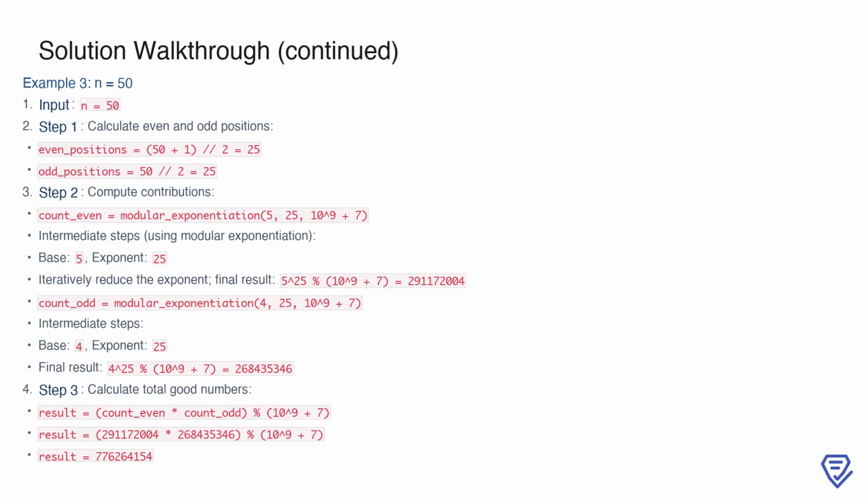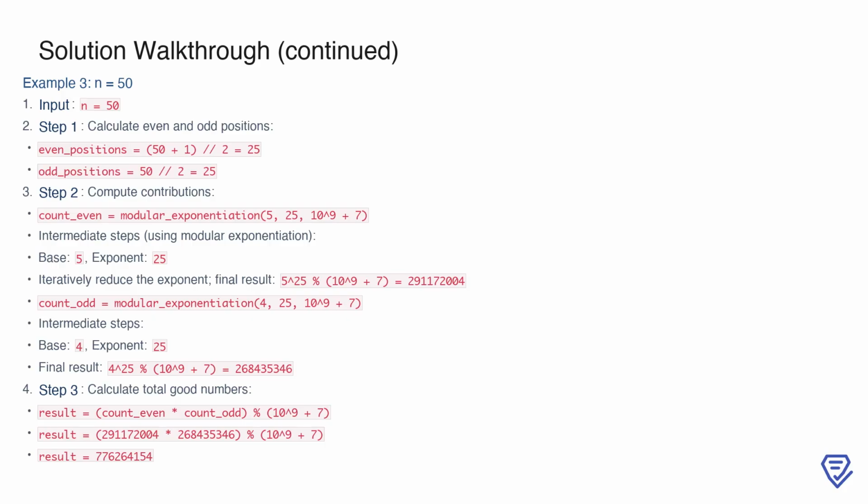For a larger example, let's take n as 50. Here, the number has 25 even index positions and 25 odd index positions. Using the formulas, even_positions equals (50+1)/2 equals 25 and odd_positions equals 50/2 equals 25.